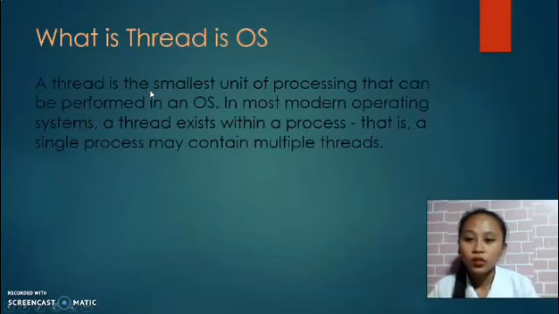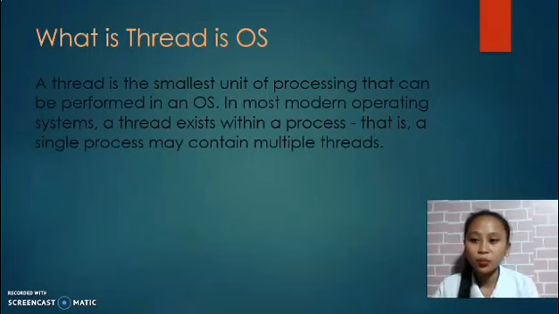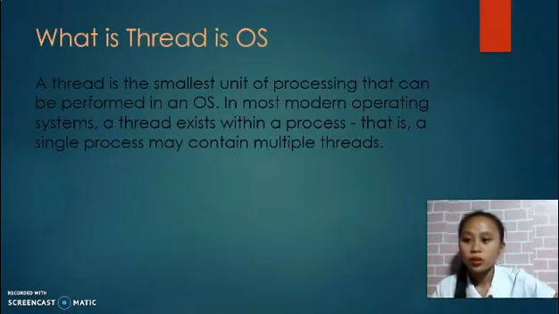So, what is a thread in an operating system? A thread is the smallest unit of processing that can be performed in an operating system or OS. In most modern operating systems, a thread exists within a process, that is, a single process may contain multiple threads. So threads are the virtual components of code which divide the physical core of the CPU into multiple virtual cores.